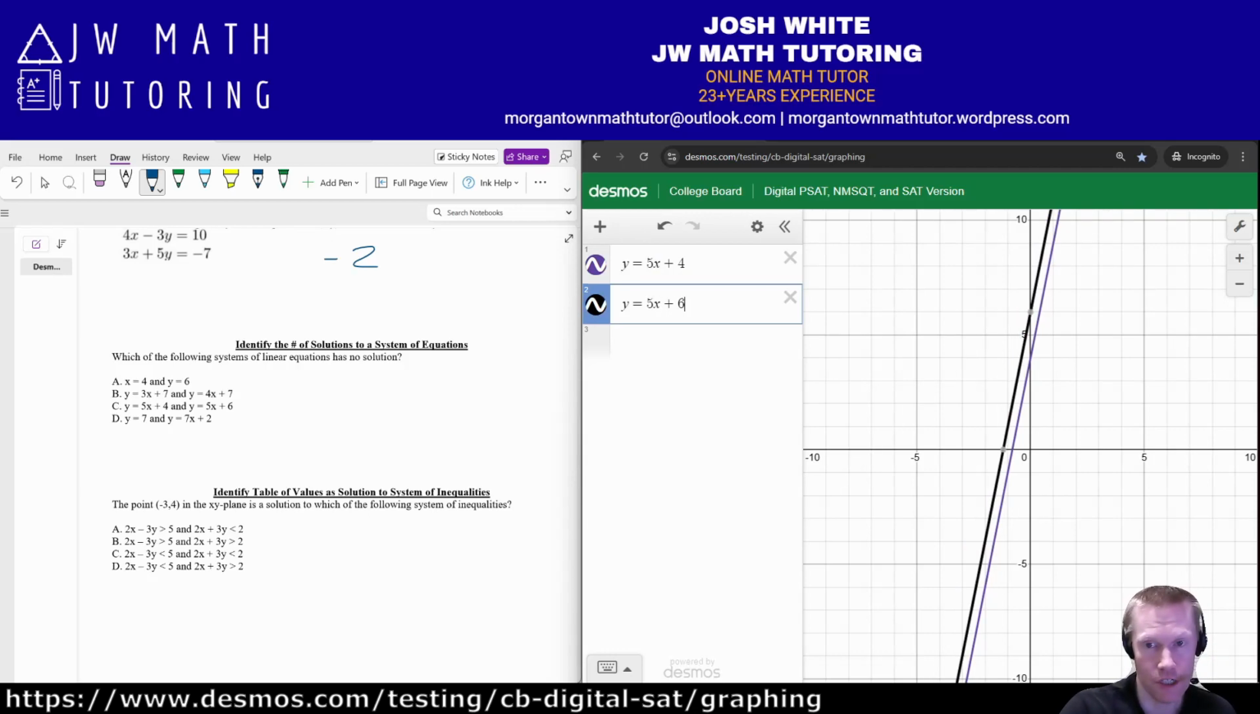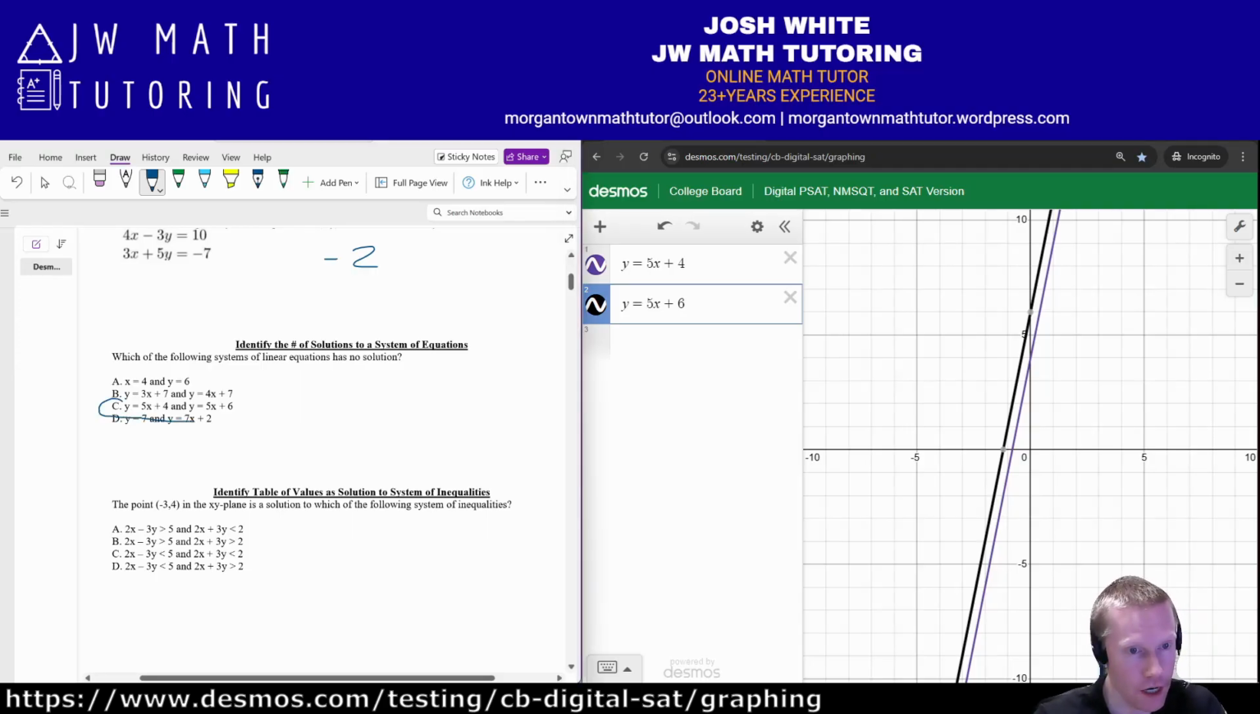Okay, no solution? Yes, we can see here that these are two parallel lines. So this is going to be the correct answer. And you could go ahead and do D as well, but y equals 7 is going to be a horizontal line, and then the other line, y equals 7x plus 2, is just going to intersect it because it's diagonal. So the correct answer for this is just going to be letter C.